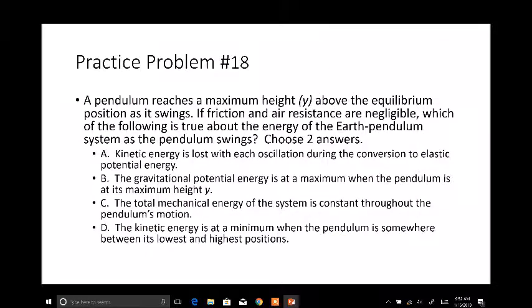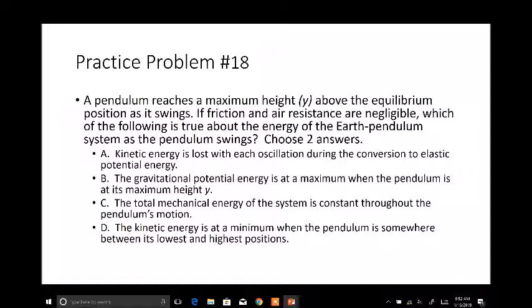All right, practice problem 18, we're back to pendulums again. This time we have a pendulum which reaches a maximum height of y above the equilibrium position as it swings. If friction and air resistance are negligible, which of the following is true about the energy of the Earth-pendulum system as the pendulum swings? This is one of those choose-two-answers multiple choice questions. So let's just go through the choices one at a time.